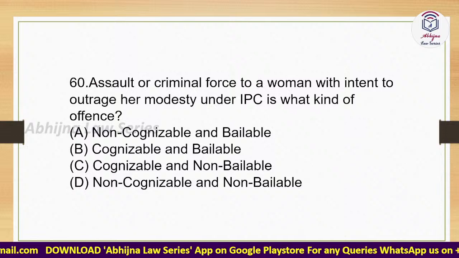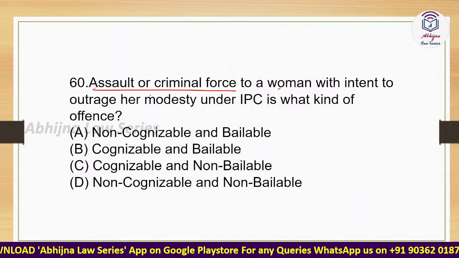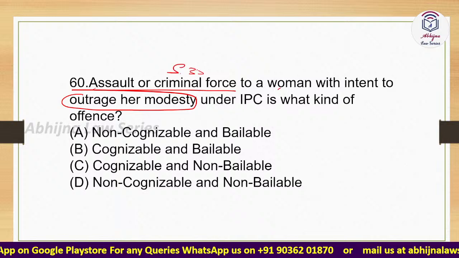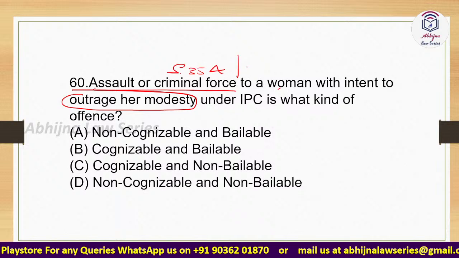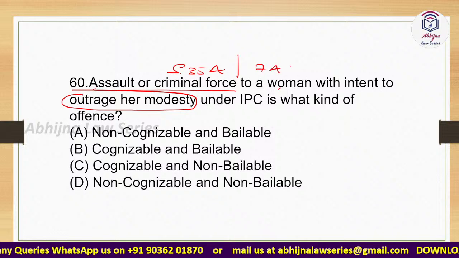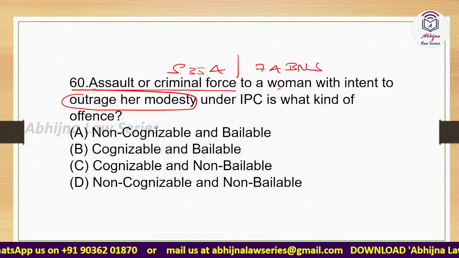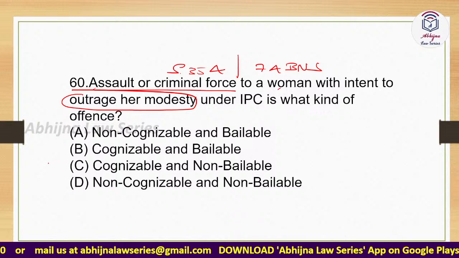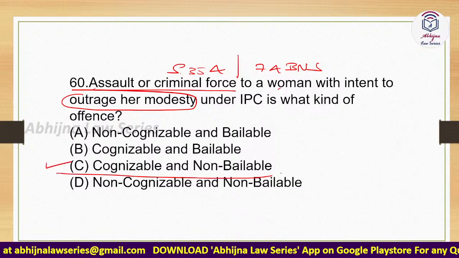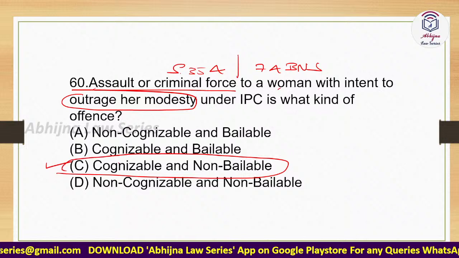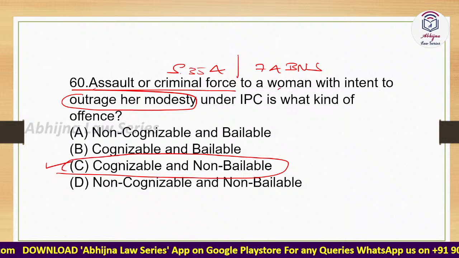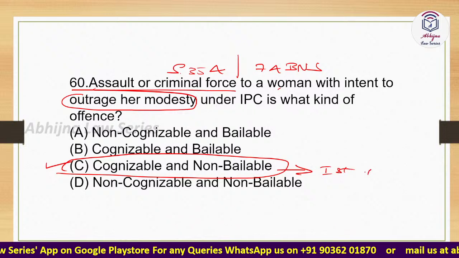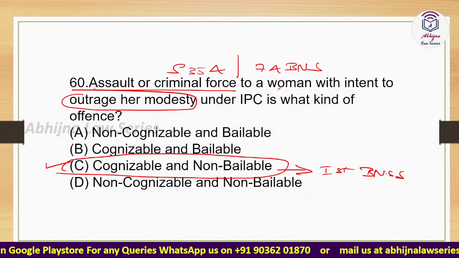Next one, assault or criminal force to a woman with intent to outrage her modesty. This comes under section 354 of IPC or 74 of BNS. So what kind of offence is this? This is a cognizable and non-bailable offence. Police have more powers here. C is the answer. For this you have to refer to the first schedule of BNSS, Bharatiya Nagarika Suraksha Samhita.